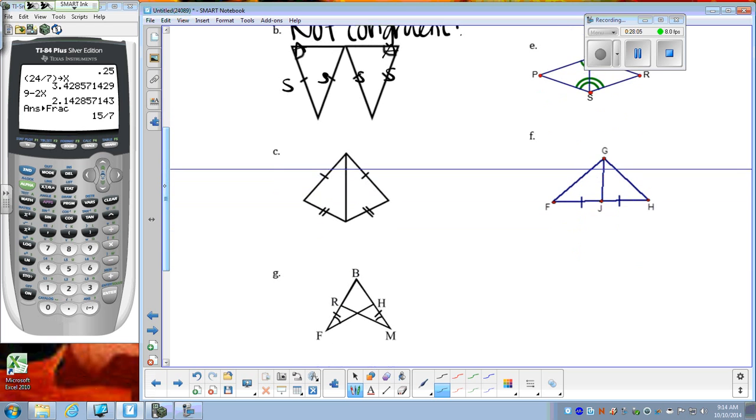For C, I have my two sides that have one congruent mark on them. So those are congruent. On the bottom, I have those two sides are congruent. And then I have this middle piece that they both use. So this is congruent. So these two triangles are congruent by side, side, side.